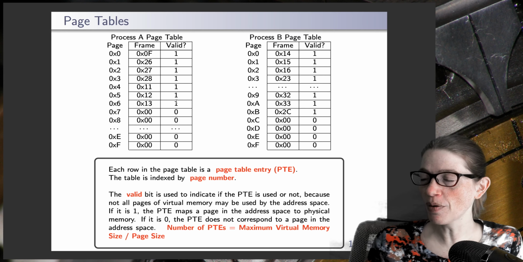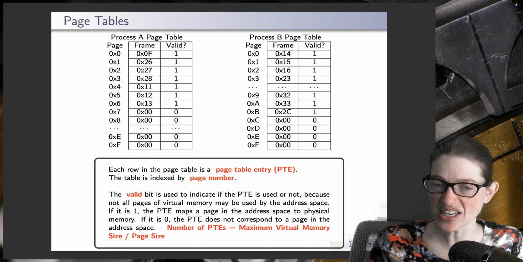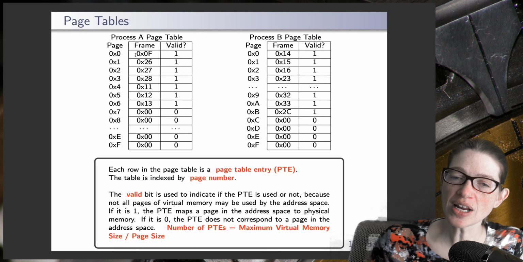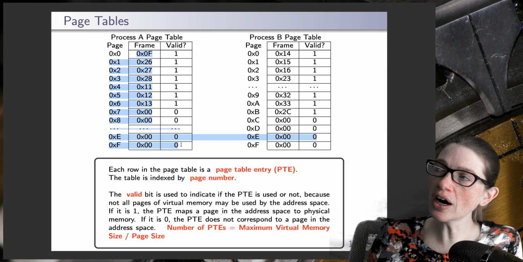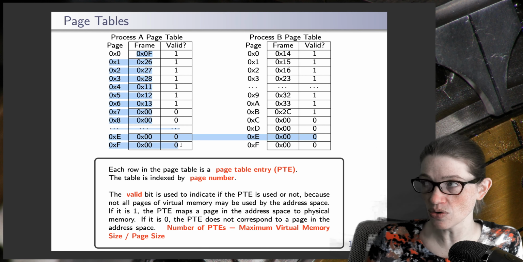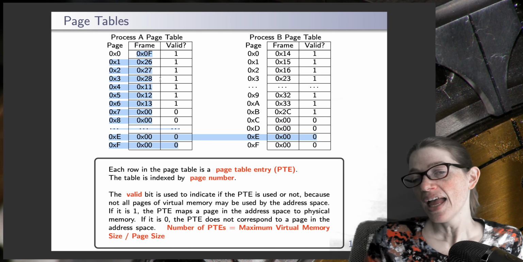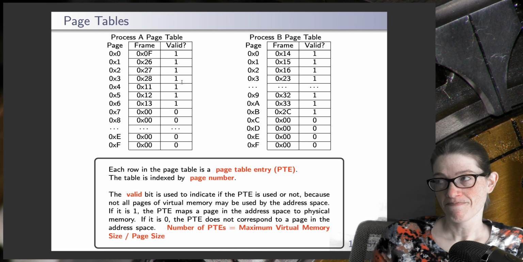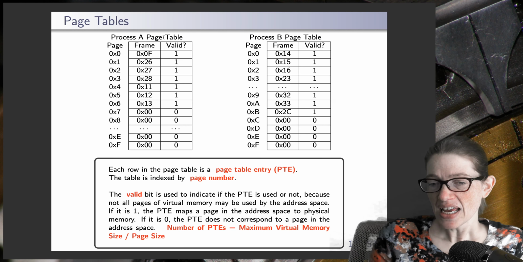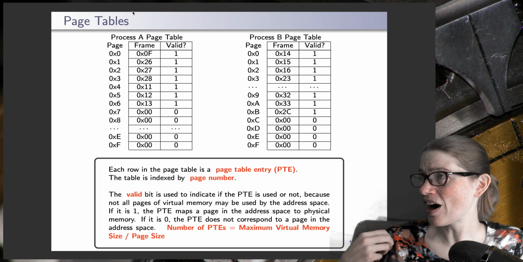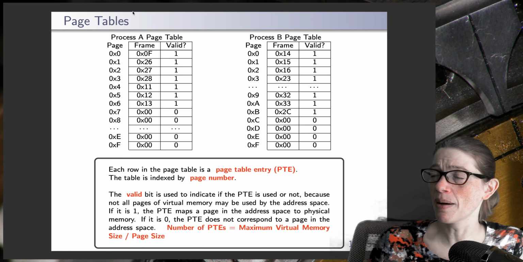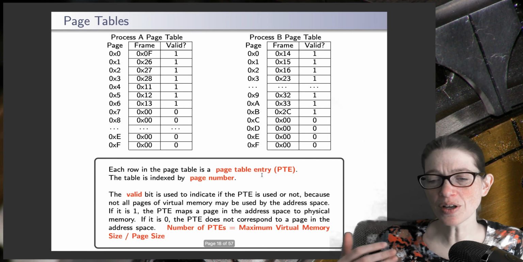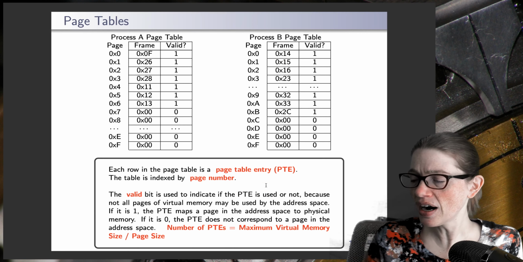So in our example from the notes where we have 16-bit virtual addresses and 4 kilobyte pages, our page table has 16 entries, regardless of how many pages we are actually using. Now, maybe you don't see this as a problem, but it is a problem. For our sample, we have a page table with 16 entries. But how do you compute how many pages there are in virtual memory?